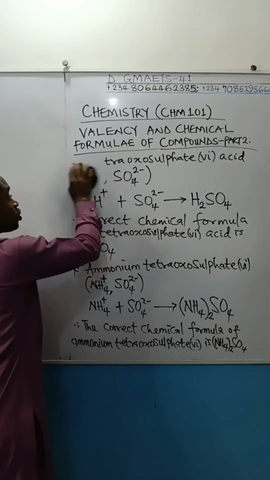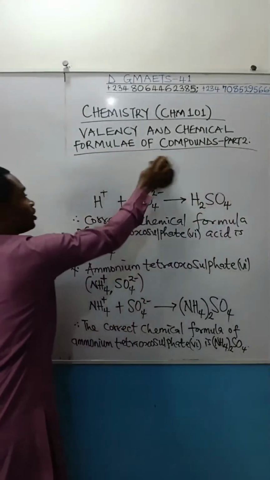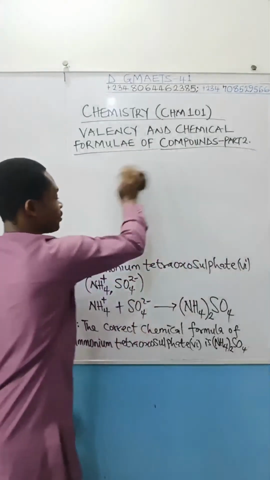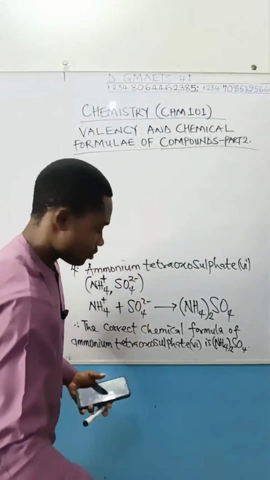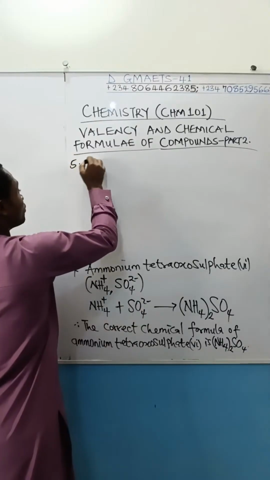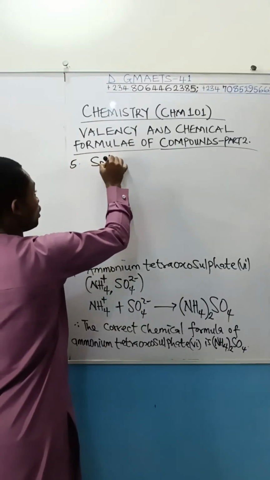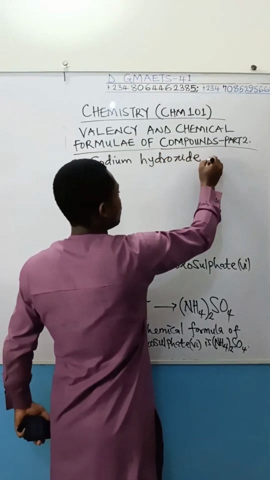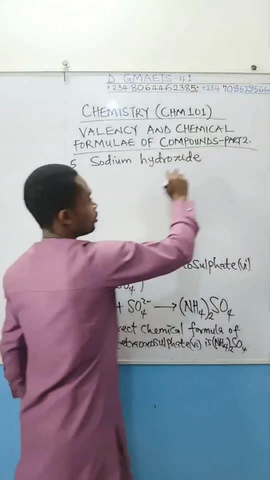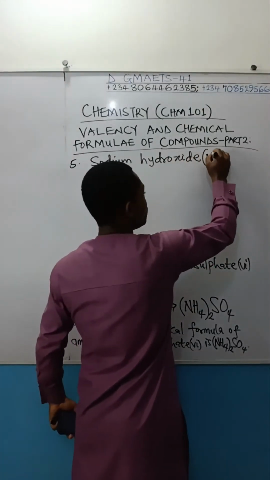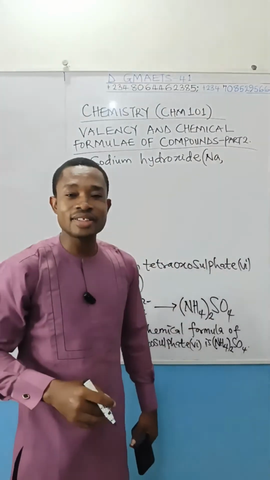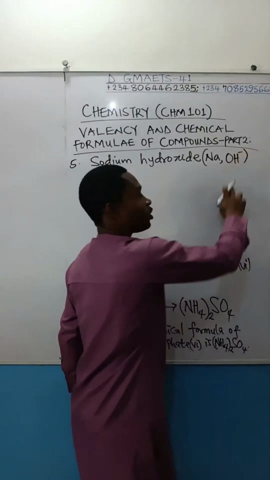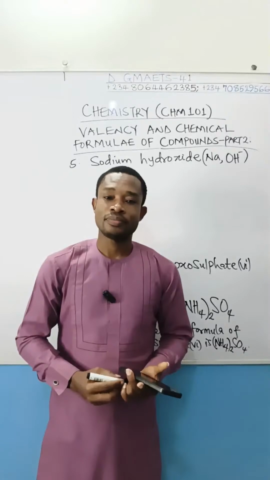We are going on to compound number 5. Let us look at sodium hydroxide. Sodium hydroxide is a base. Number 5, correct chemical formula of sodium hydroxide. Now, from the name sodium hydroxide, you see clearly that we have sodium in the compound, and then we have the hydroxide radical or ion. The hydroxide ion or radical is OH negative.